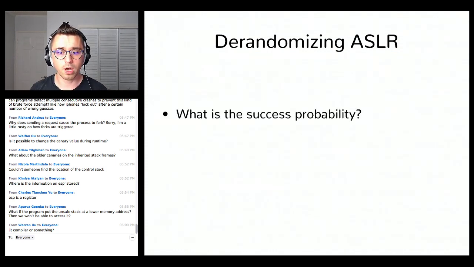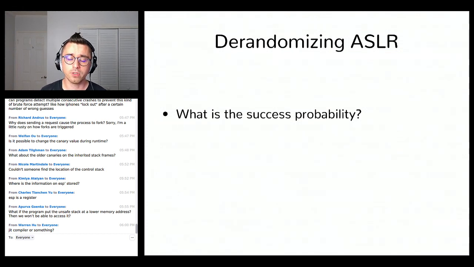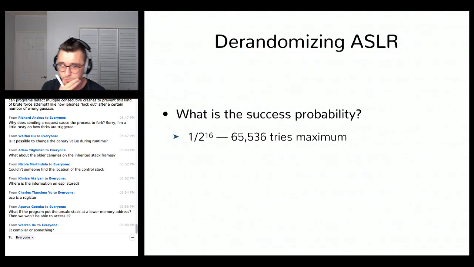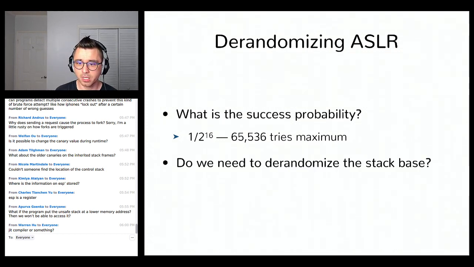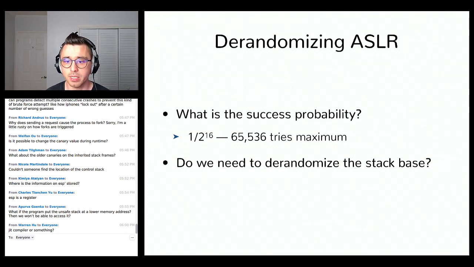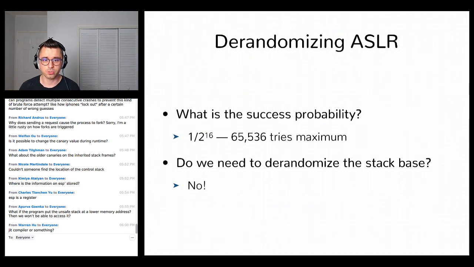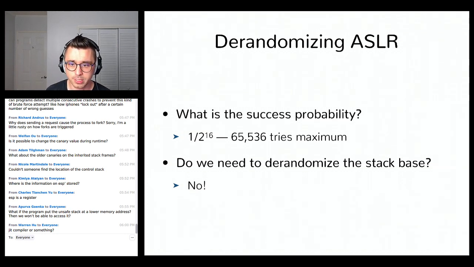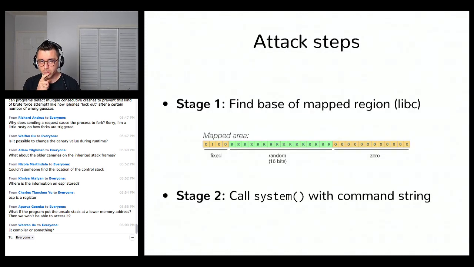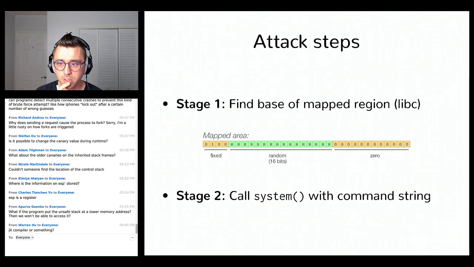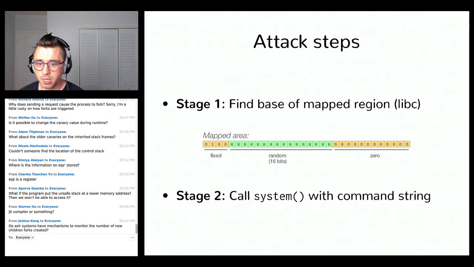Now, it will take quite a bit of time for you to do this, but if you look at the probability of success, well, we're going to have at worst 65,000 tries. But the good bit is that we don't actually have to randomize things like the stack, because usually you just pass in string arguments to the stack, and there are usually pointers in there where you can have your command payload. Okay, so that's all we're going to talk about for this particular attack.